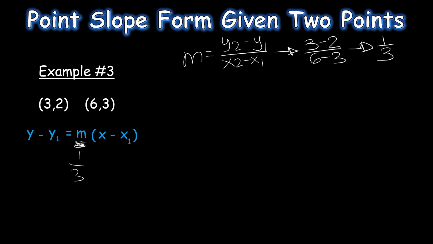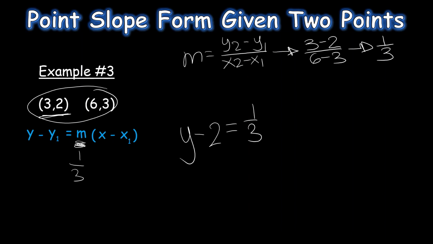And now we just plug in our given values. So we'll be using the first point here, and it'll be y minus 2 equals 1 over 3 times x minus 3. And this will be our equation in point-slope form for example number 3.